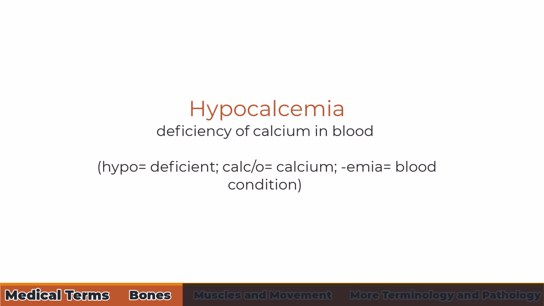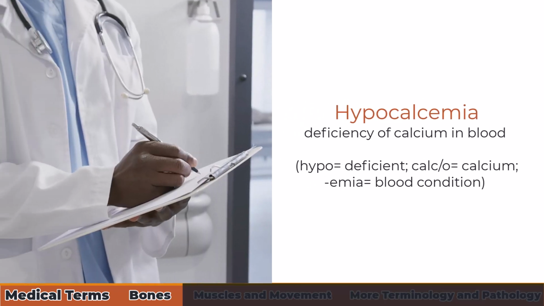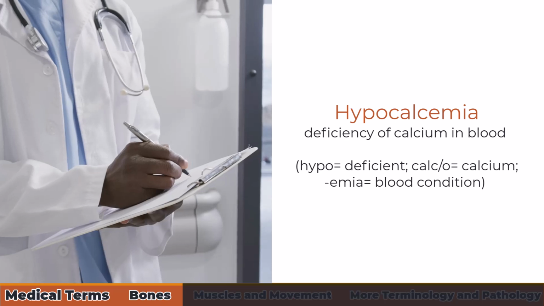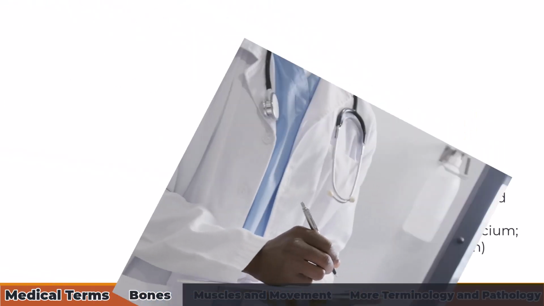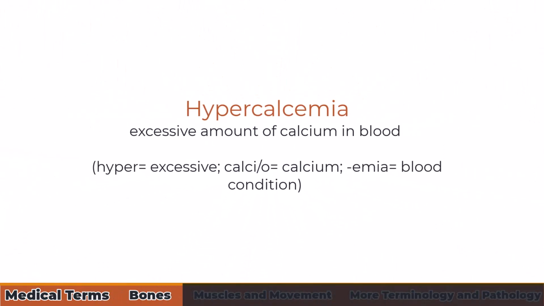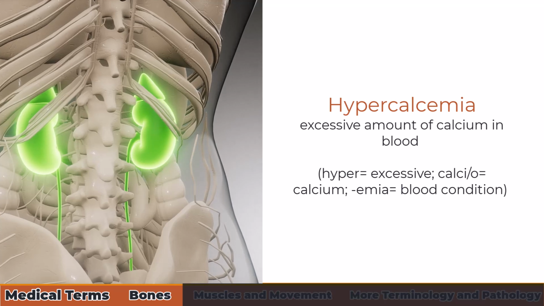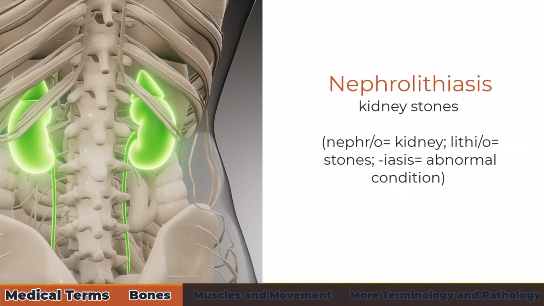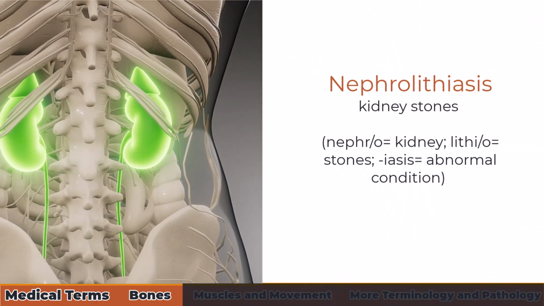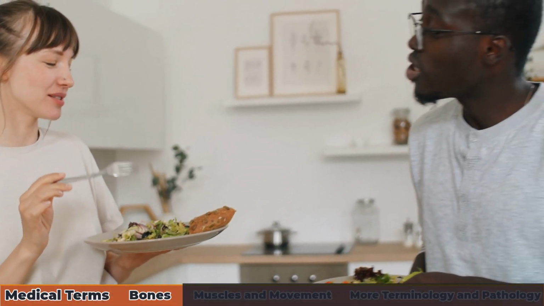Hypocalcemia should be managed under the care of a physician. It's usually treated with supplements and diet changes. On the other hand, hypercalcemia, a condition where the calcium level in the blood becomes too high, can cause problems as well. It can weaken bones and cause nephrolithiasis or kidney stones. Overall, a balanced diet is best.